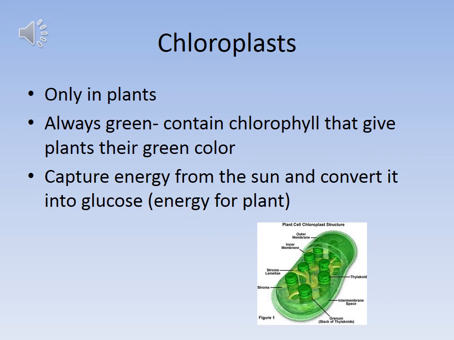Chloroplasts are only found in plant cells. They'll always be green in color because they contain chlorophyll, which gives plants their green color. Chloroplasts capture energy from the sun and convert it into glucose through a process of photosynthesis. The cell then uses the glucose to create energy for the plant.